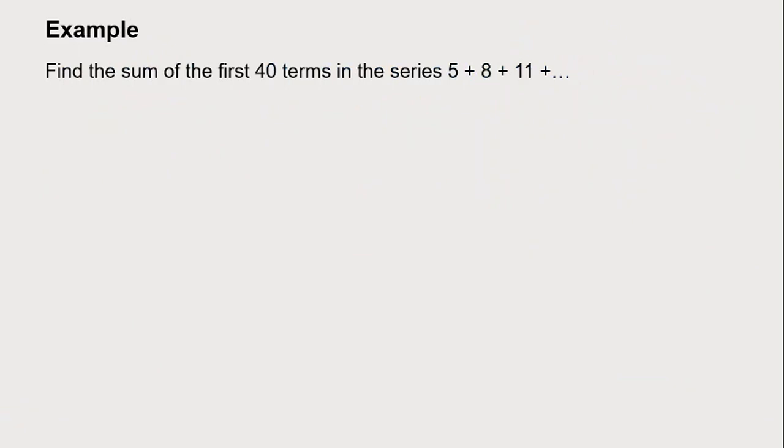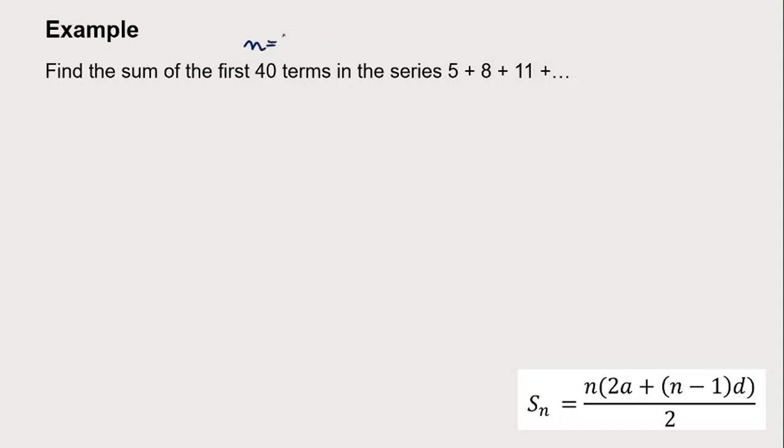So find the sum of the first 40 terms in the series 5 plus 8 plus 11. I want to apply that formula which I just derived. Now, what I know from the information I have been given, even though it might look like not much has been said, actually, I know that n is 40. I will be looking to find S40, okay, the sum of the first 40 terms, in the series 5 plus 8 plus 11.